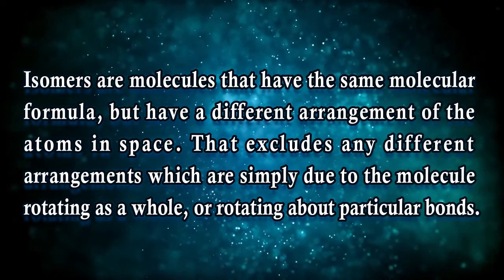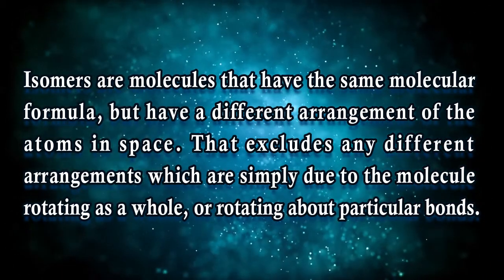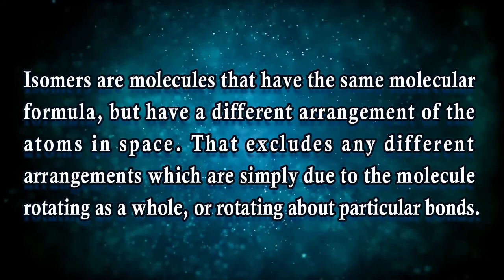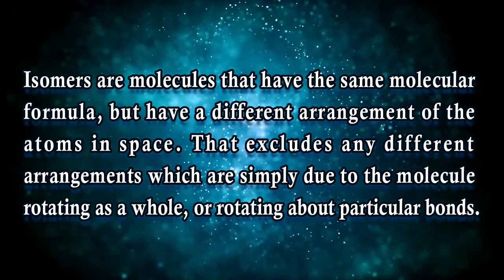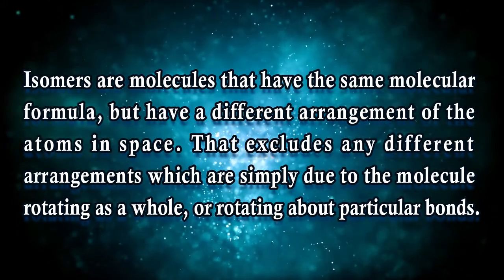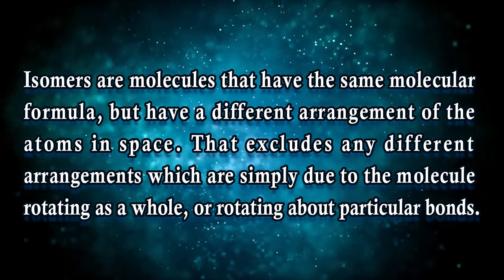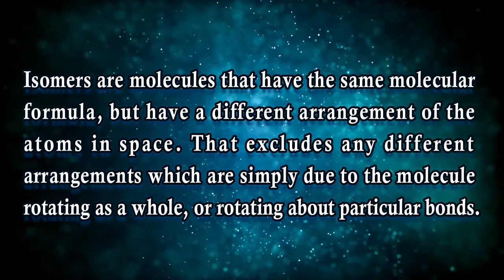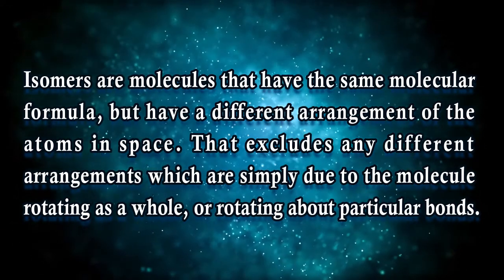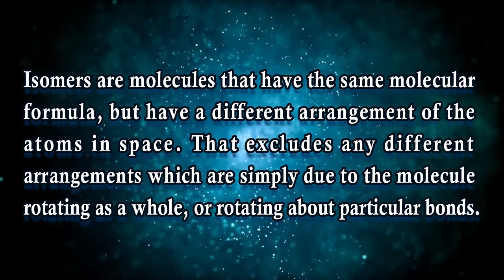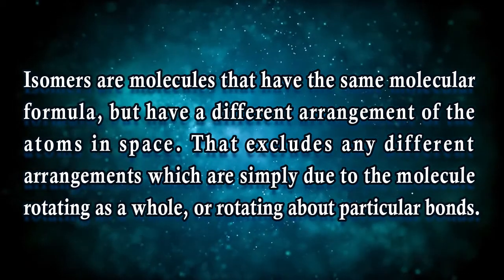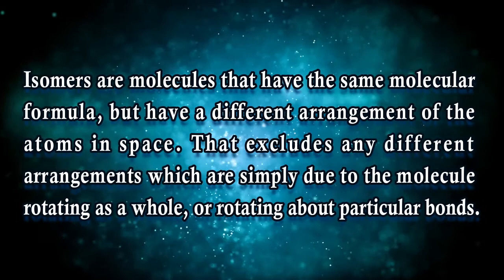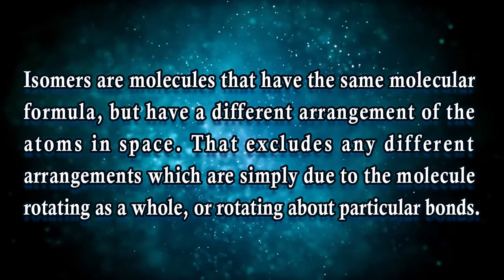So the arrangement of atoms in space will be different, and their molecular formula will be the same, but their structure will be different. This type of thing is called an isomer. Now that excludes any different arrangements which are simply due to molecular rotation. It means if you are rotating the molecule to get a new arrangement, that is not considered as a new isomer. Now there is an important question: if isomers have the same formula, will they have different properties? We will be discussing that here. But before that, let us imagine that isomers are things which have the same molecular formula but different structures, and this phenomenon is called isomerism.